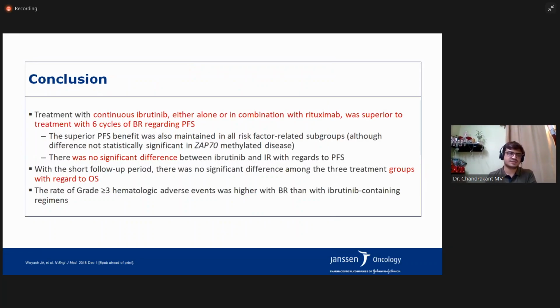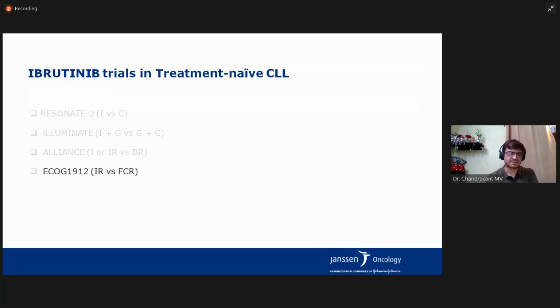So the conclusion is that the treatment with continuous ibrutinib, either alone or in combination with rituximab, was superior to 6 cycles of B plus R regarding PFS. The superior PFS was maintained in all the risk groups, and there was no significant difference between ibrutinib or ibrutinib rituximab with regards to PFS. With the short follow-up period, there was no significant difference among the 3 treatment groups with regard to OS. However, longer follow-up would be needed. And there's also a matter of crossover that happens.